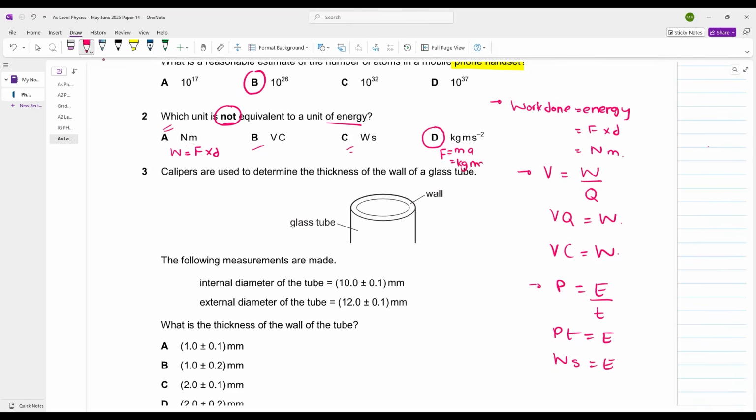Mass की जगह kg, acceleration की जगह ms minus 2. This is a unit of force, not a unit of energy. D is your answer. बाकी सारे यूनिट्स एनर्जी के जस्टिफाइबल हैं. देयर इज नो एरर इन देम.